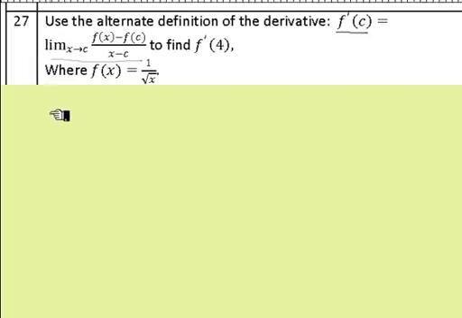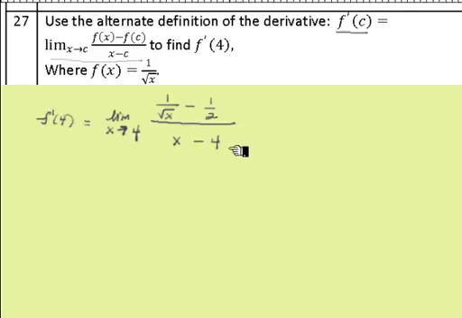So we have f prime of 4 is equal to the limit as x goes to, in this case, c is 4, as x goes to 4, of f of x, that's 1 over square root of x, minus f of c, that's f of 4. Substituting in 4 here, 1 over the square root of 4 is 1/2, over x minus 4. Now we can't substitute 4 into this point because of the 0 in the denominator. We're going to do that usual trick, multiply top and bottom by the conjugate.